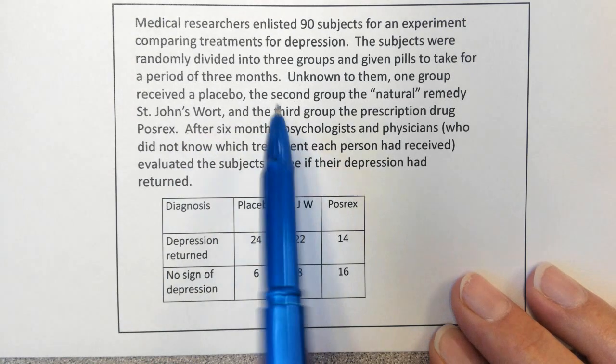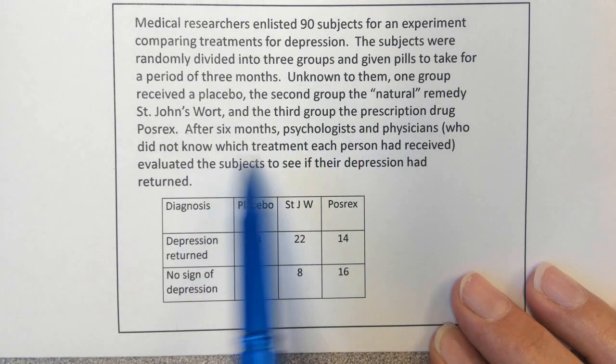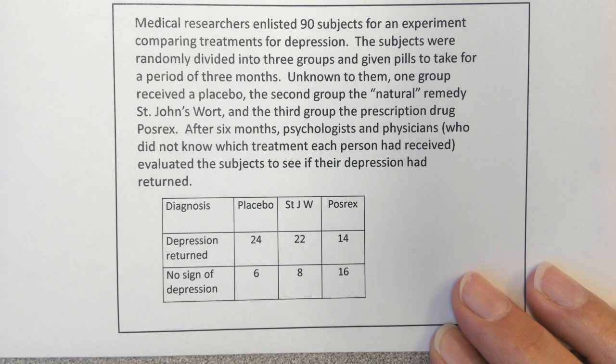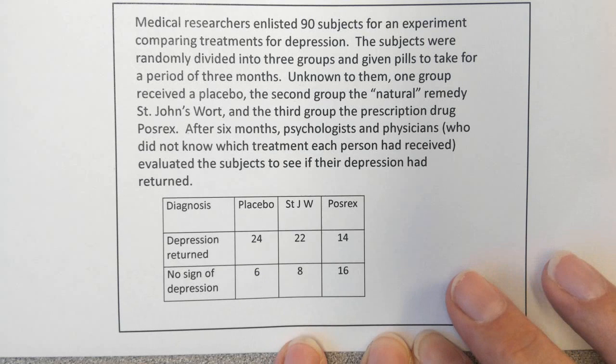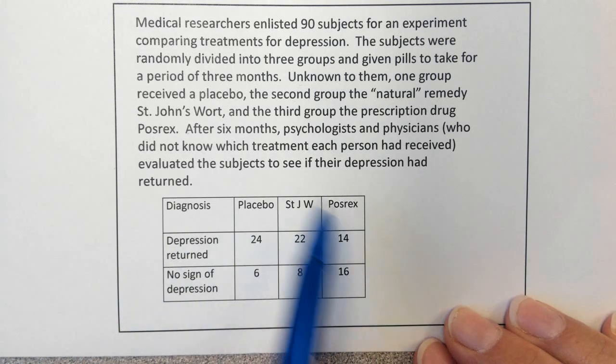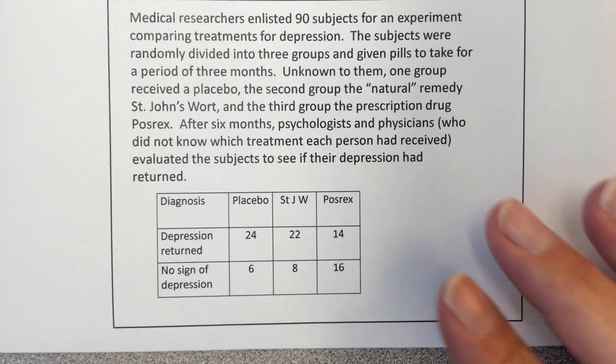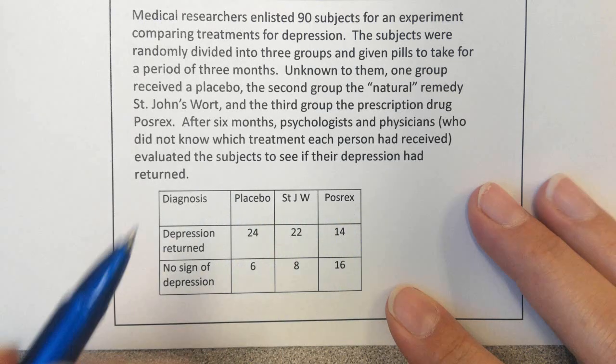Okay, after 6 months, psychologists and physicians who did not know which treatment each person received evaluated the subjects to see if their depression had returned. Because the evaluators didn't know who got what, we have double blinding. So we blinded the subjects on the front end, and we blinded the evaluator on the other end. Double blind is the best study that you can do. First, somebody has to know who got what, and that somebody is the one who generated the table that we need now. We'll notice we have a two-way table, and across the top we have the 3 different treatment groups.